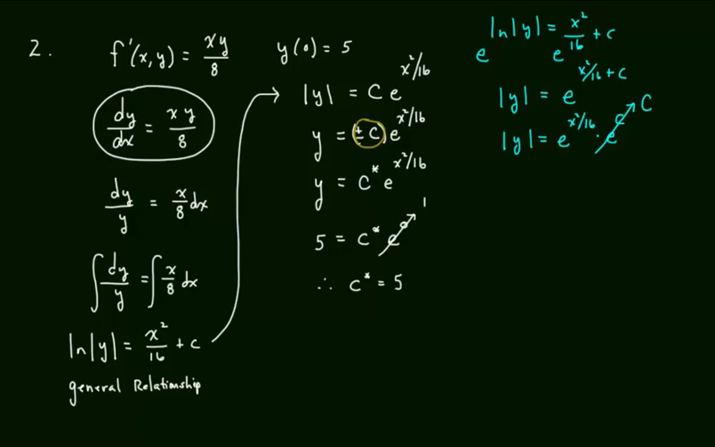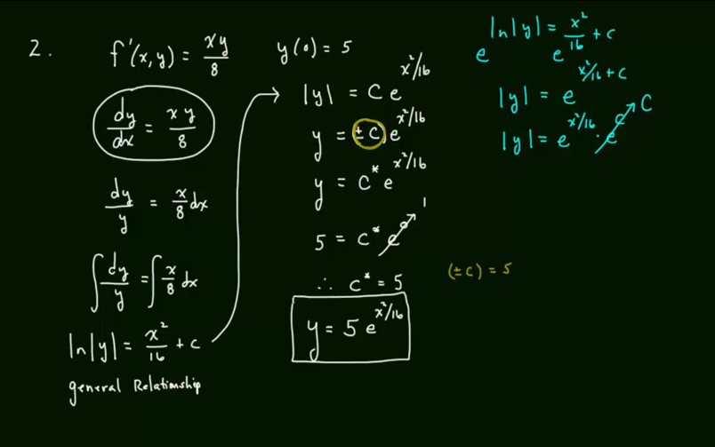I don't know if that makes sense to you. The other way we would have said that is plus or minus c equals 5. And the plus or minus c gets plugged in to the front here. So now we're going to say that y equals the thing we solved for in the front, which is 5 e to the x squared over 16. And then that is the solution to the differential equation.